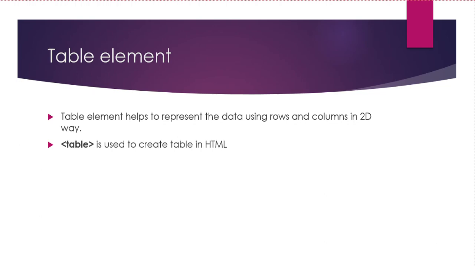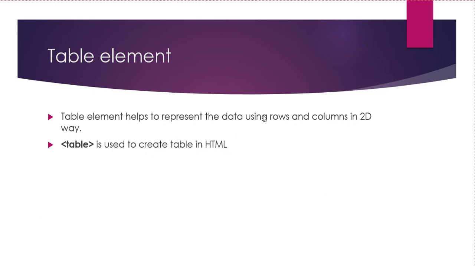Generally we are able to see tables or data which is well structured in the UI, I mean the user interface or any web browser, right? In the same manner, we need to achieve the same thing using the table. The table element helps to represent data using rows and columns in a two-dimensional way, so that it can be arranged in a sequential and well-structured manner. For that, the table is used. The table tag is used to create a table in HTML.